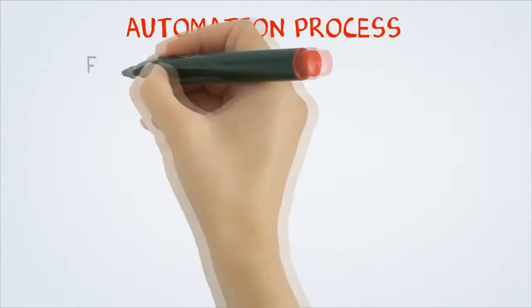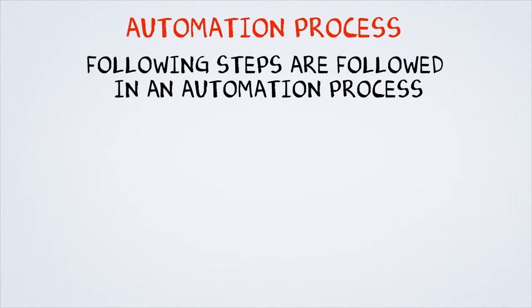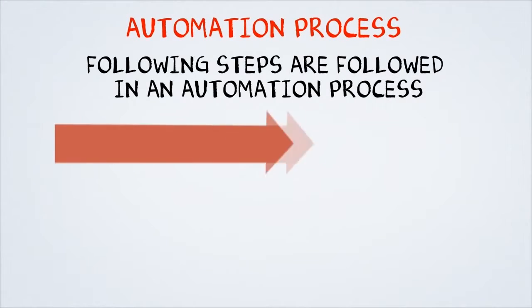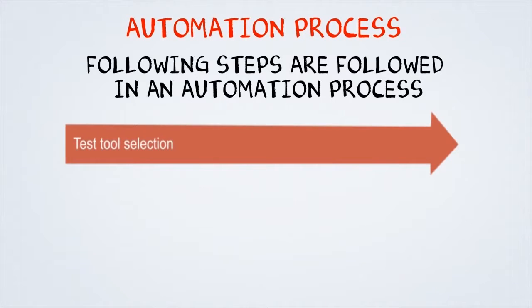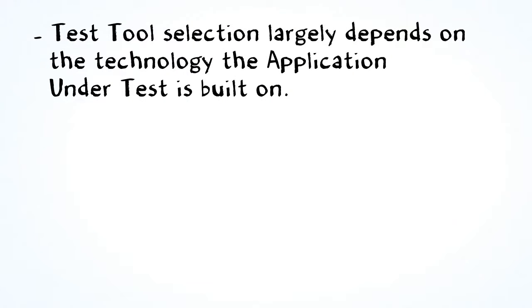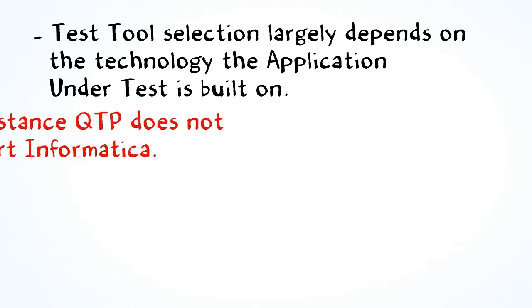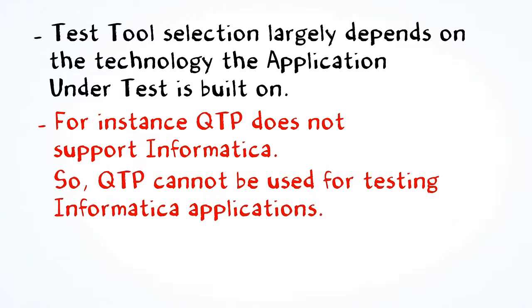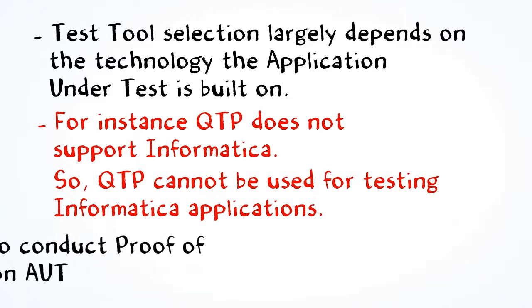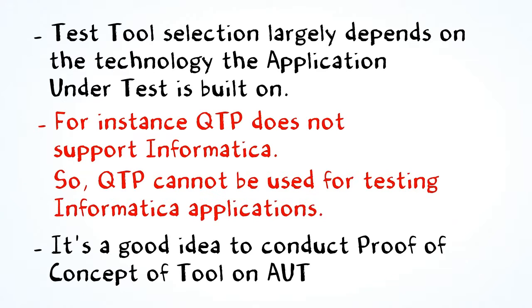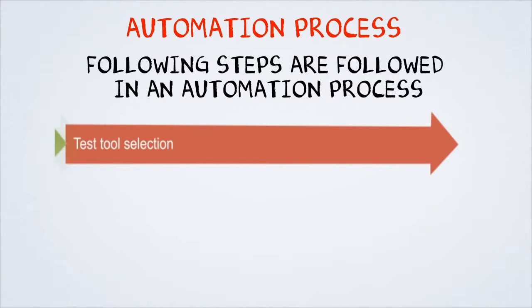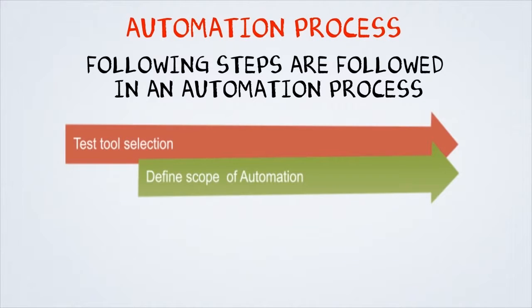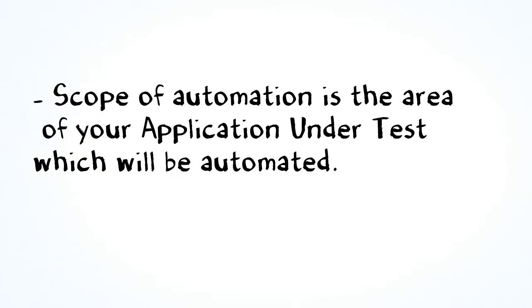Automation process. The following steps are followed in an automation process. Test tool selection. Test tool selection largely depends on the technology the application under test is built on. For instance, QTP does not support Informatica, so QTP cannot be used for testing Informatica applications. It's a good idea to conduct proof of concept of tool on AUT. Define the scope of automation. Scope of automation is the area of your application under test which will be automated.